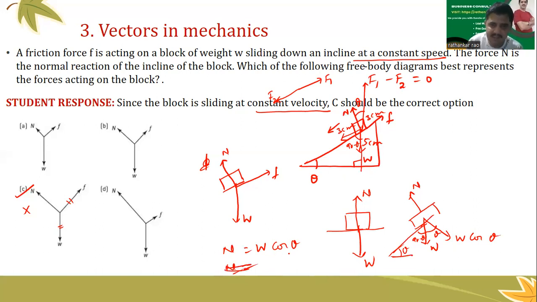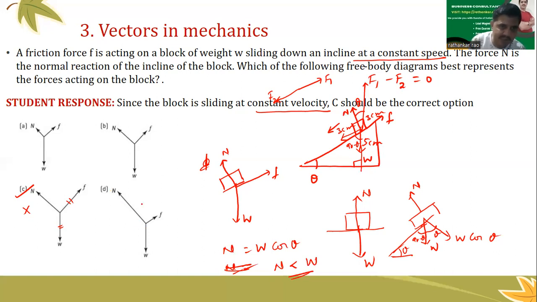In other words, theta is not 0. Theta is some angle here. So cos theta is less than 1. So thus you should have N less than W. Now look at the options where N is less than W. So here N is less than W. Here N is equal to W, almost the same. And then look at this, N is greater.